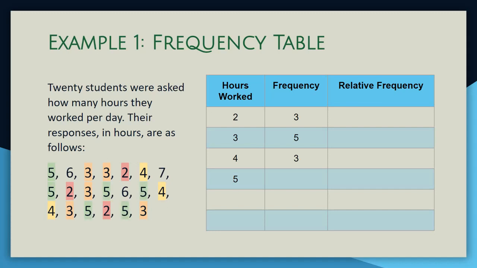For 5, there are 1, 2, 3, 4, 5, 6 5s in the list. Ooh, there is a bigger number. There's a 7. There are 2 6s in the list, and then my eyes missed the 7. So there is 1 7 in the list.